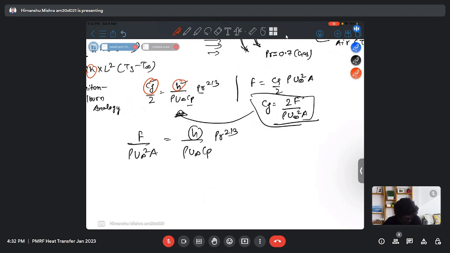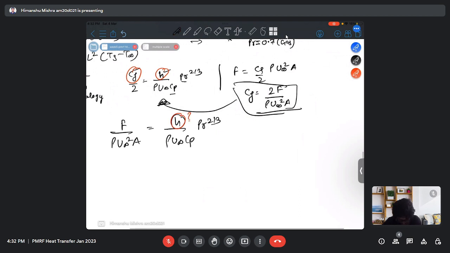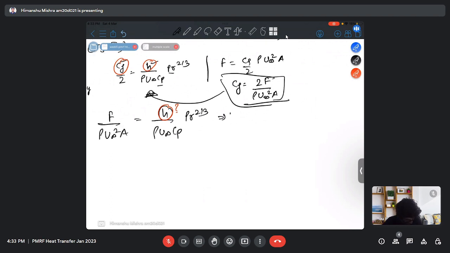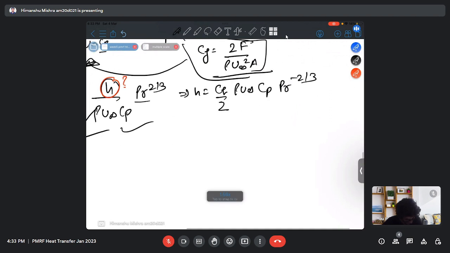So this is unknown here. I can simplify this expression: the 2 will be cancelled. So it will be rho U infinity Cp. So this is my expression for the heat transfer coefficient, and we just need to plug in the values.